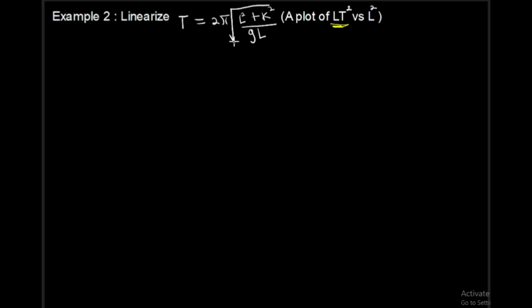Before we do that, we need to remove this square root so that we can easily move the letters about and see what we are doing. To do that, we take the square of both sides.